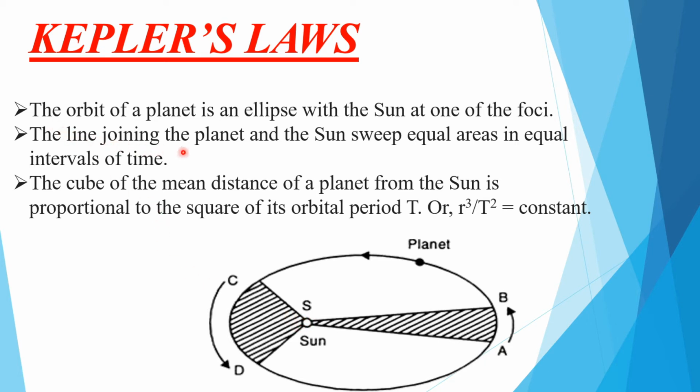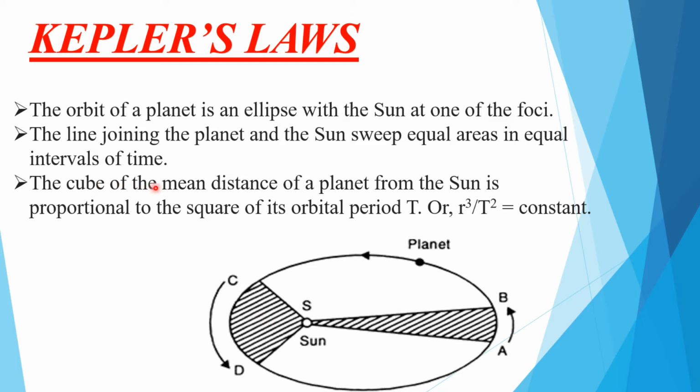The second law states that the line joining the planet and the sun sweeps equal areas in equal intervals of time. See, if the planet is at position A and in time t it moves to position B, then this area will be equal to the area when the planet is at C and after time t the planet is at D. So the area over here will be equal to the area swept over here.